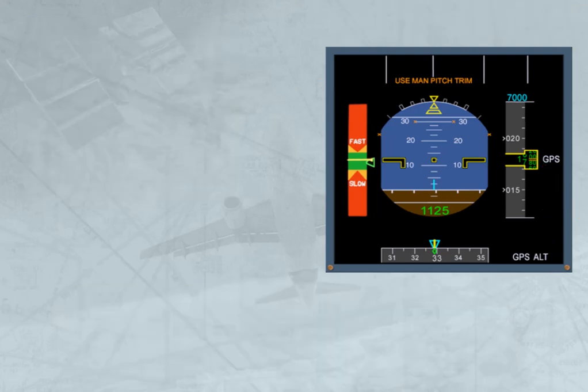The backup speed scale, BUS, behaves like a normal speed scale. High speeds, fast, towards the top, and low speeds, slow, towards the bottom. Two different images can be displayed. One for clean configuration, and another one for high lift configuration. Refer to the end of the presentation.